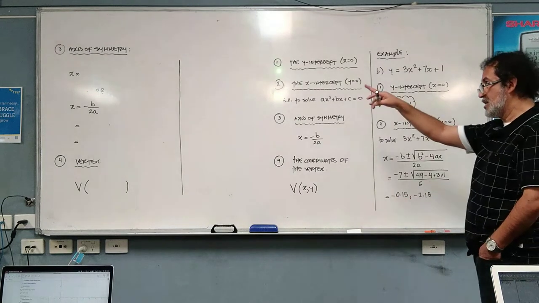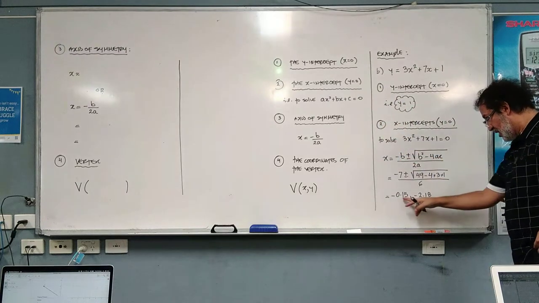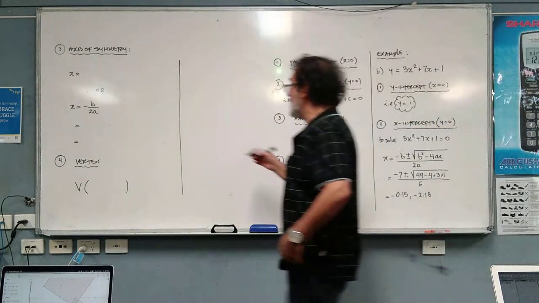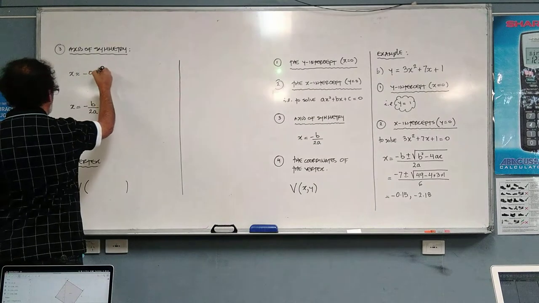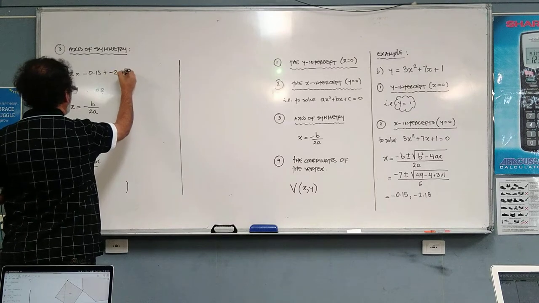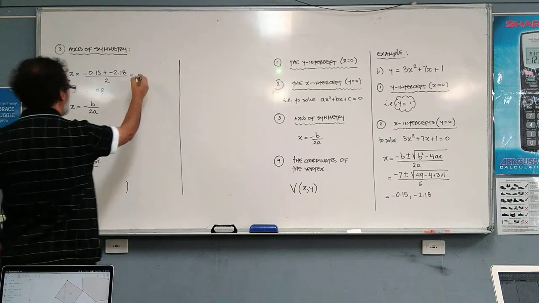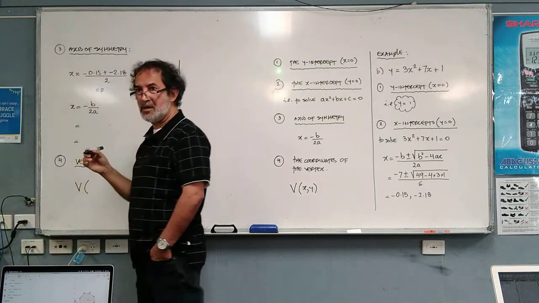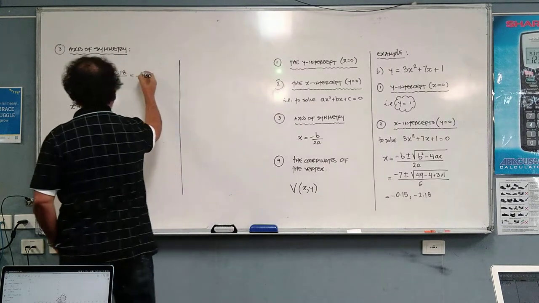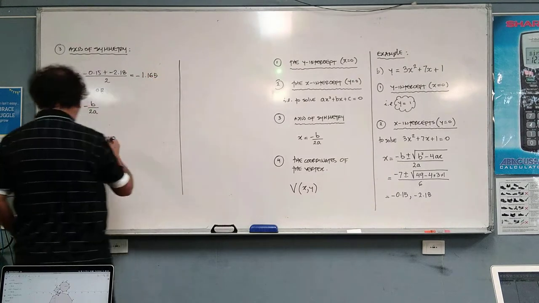We're going to do it in a different way all the time until I tell you not to do it anymore. We're going to add these together and divide the answer by 2. So we're going to do negative 0.15 plus negative 2.18, then we divide by 2. Can you tell me the answer for that? Negative 1.165. Yes.